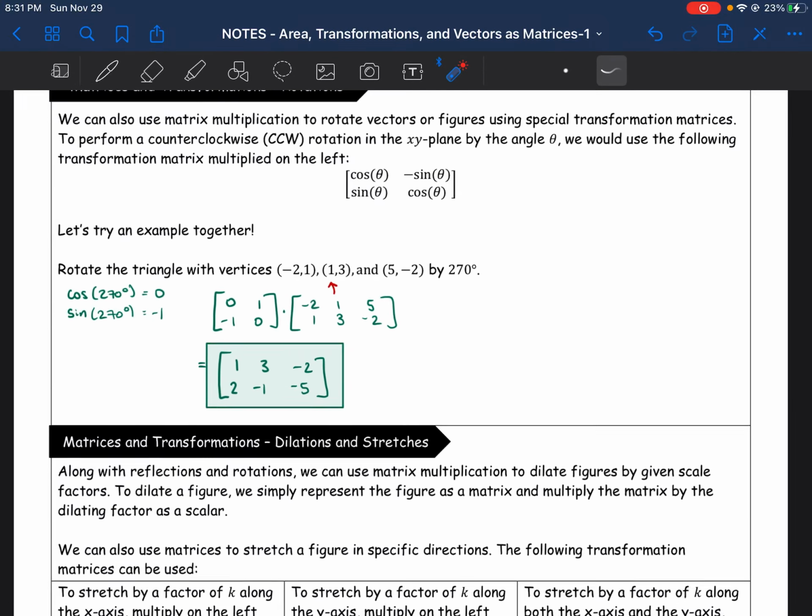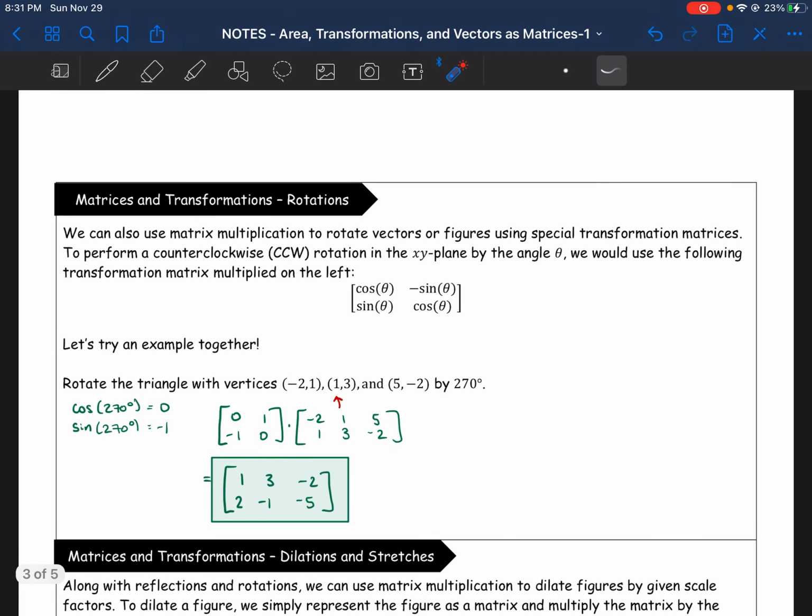All right, so the next transformation we want to talk about is rotations. And we are also going to use matrix multiplication to rotate these vectors or figures using another special transformation matrix. Now, just like with reflections, we need to make sure that we multiply this on the left. Very important. This transformation matrix needs to be multiplied on the left side.